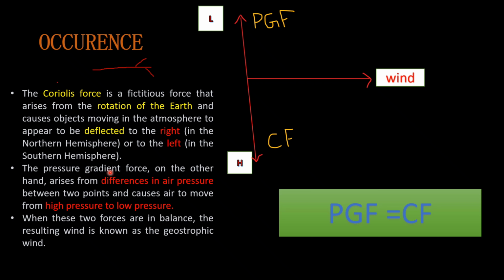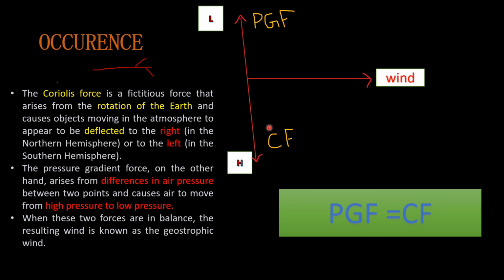Next one is pressure gradient force. Pressure gradient force arises from differences in the air pressure between two points and causes the air to move from high pressure to low pressure. We know that winds move from high pressure to low pressure regions horizontally, right? So these important forces on the earth, Coriolis force and pressure gradient force, will be in balance. When these forces are in balance, the resulting wind is known as geostrophic wind.